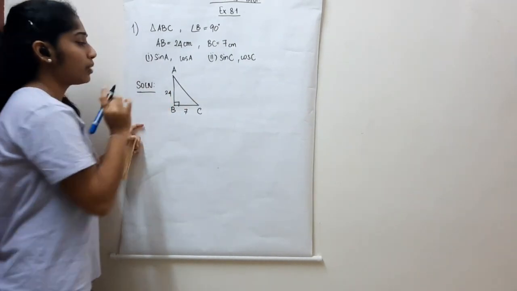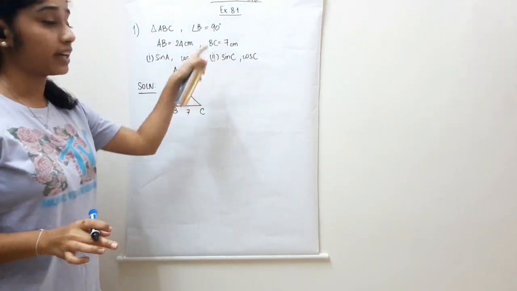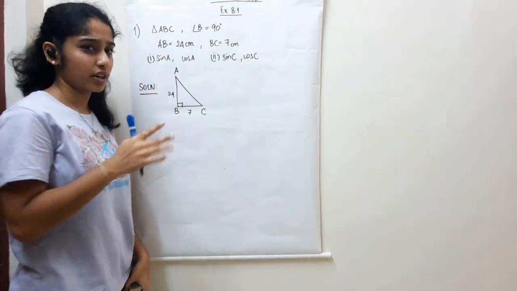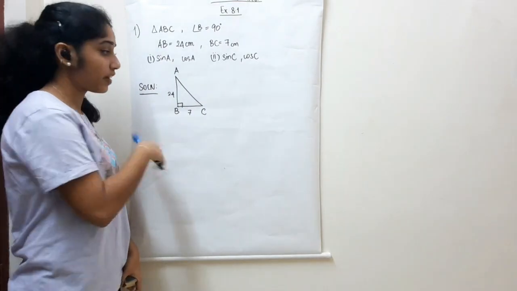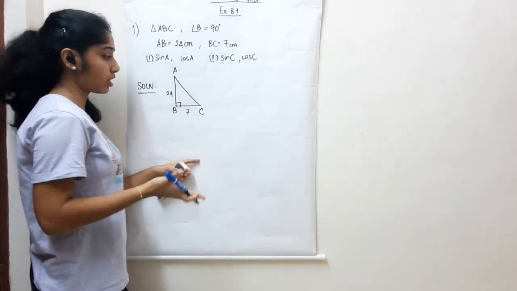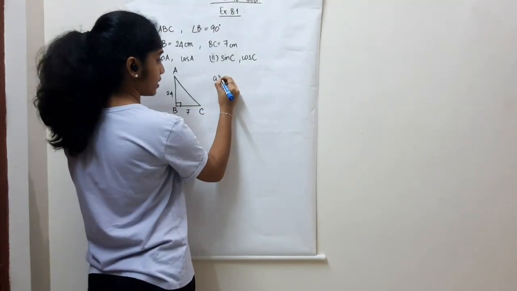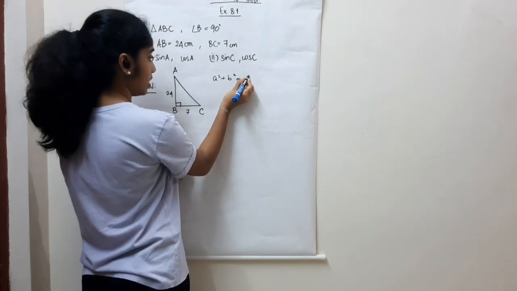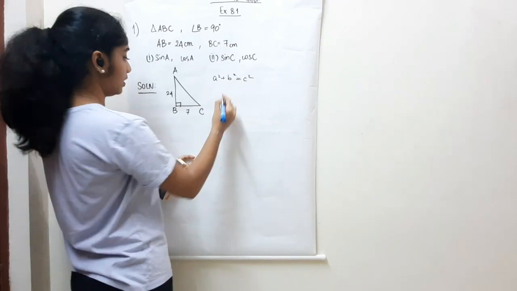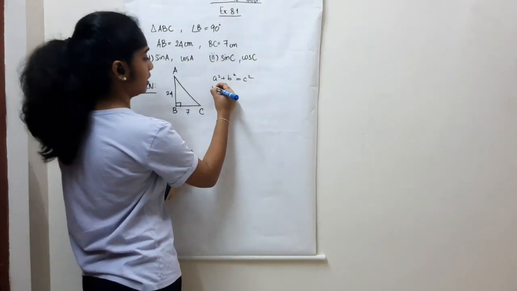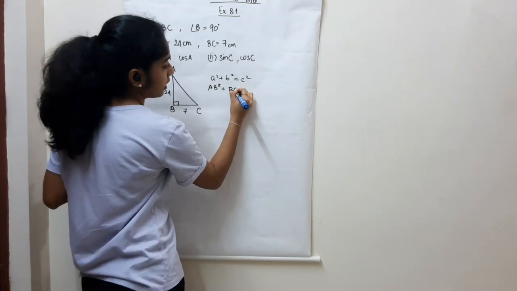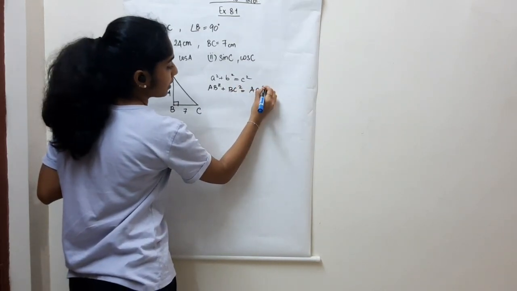So now we have to find sin A, cos A and sin C, cos C. So what you have to do is, whenever any two sides of a right angle triangle are given, just find the third side. Okay? So we know by Pythagoras theorem, we have A square plus B square equals C square. So here we need to find AC. So AC is your C. So you have AB square plus BC square equal to AC square.